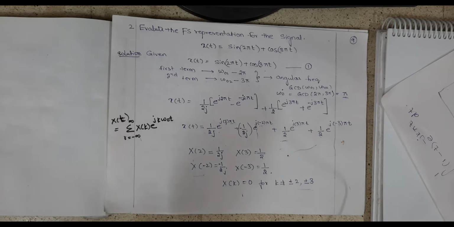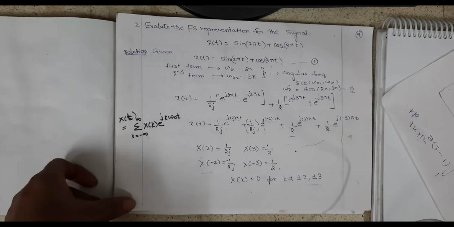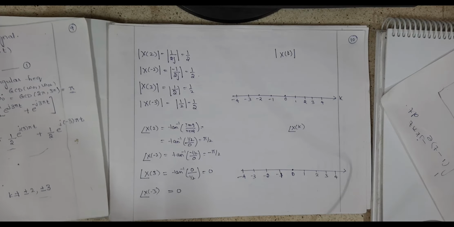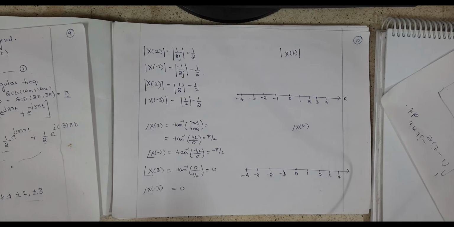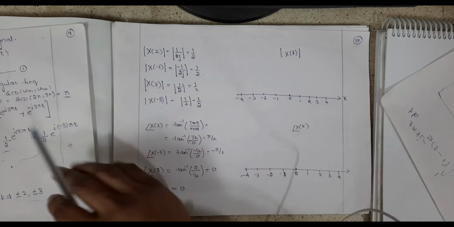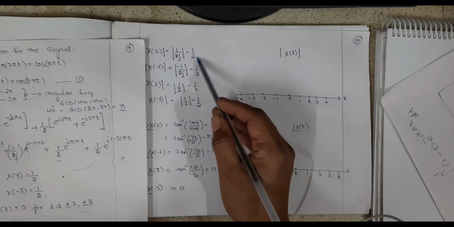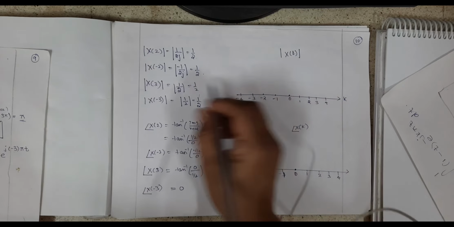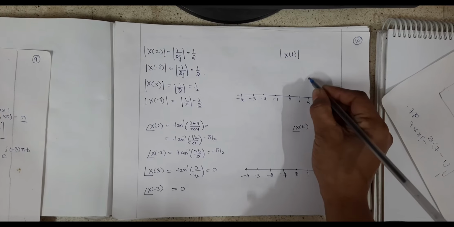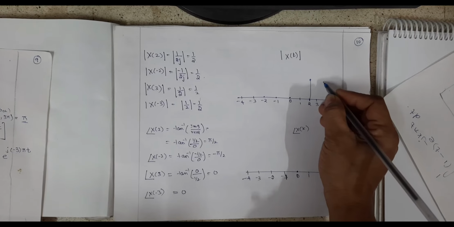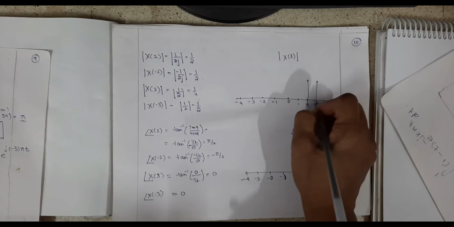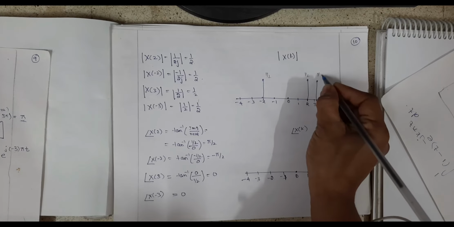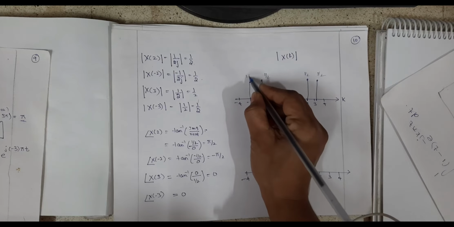Now we'll draw the spectrum of this one. Any problem asked like this, you have to find x of k, the Fourier representation, and also the spectrum of the signal. Here, the magnitude of this one is 1 by 2, and all these terms are 1 by 2. Therefore the magnitude at k equal to 2 is 1 by 2. We'll draw this; at k equal to 3 it is also 1 by 2, at minus 2 it is 1 by 2, and at minus 3 also 1 by 2.